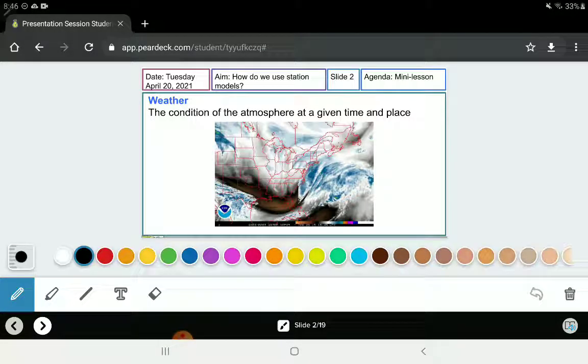Weather is the condition of the atmosphere at a given place and time. Weather is temporary and it is dependent on where you are. So, the words that you're going to be highlighting are condition of the atmosphere at a given time and place. Sorry, I keep saying those backwards. I like to say place and time, apparently.